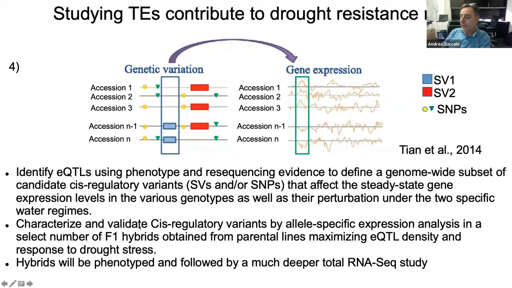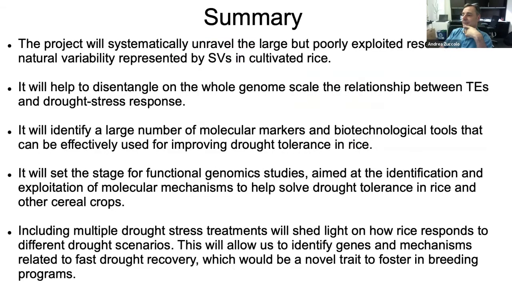We will then focus on those variants having the most of these cis-regulatory variants. We will create F1 progeny from them, and we will go into detail studying what is going on in this progeny. We will take care of allele-specific analysis. We will carry out total RNA analysis, and also we will analyze methylation there.